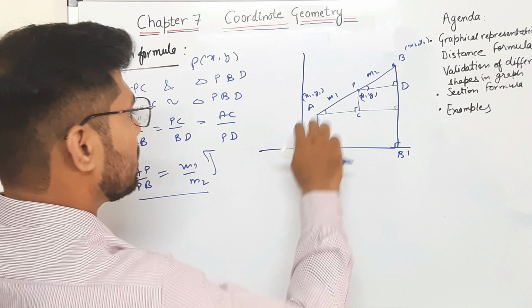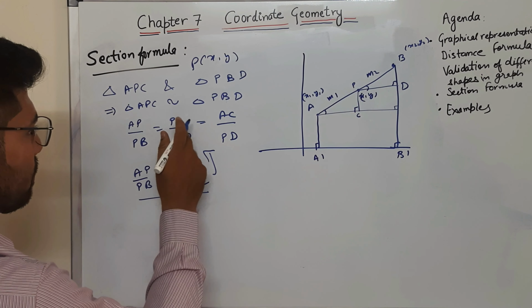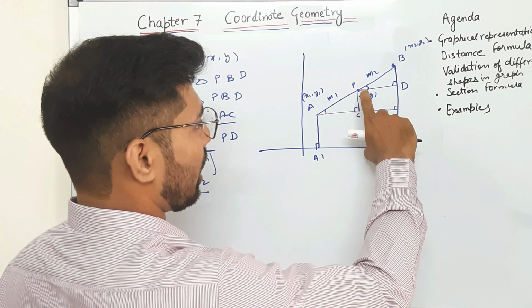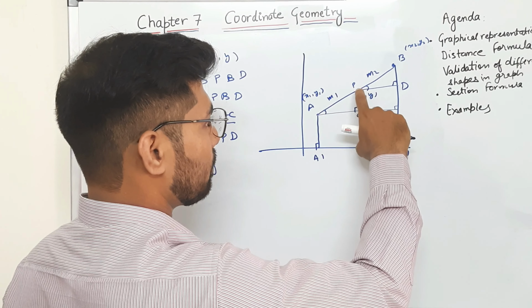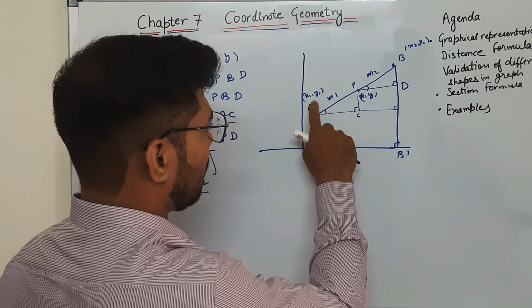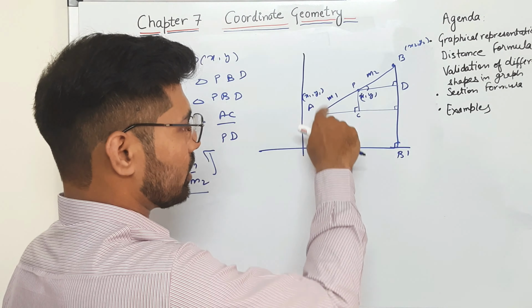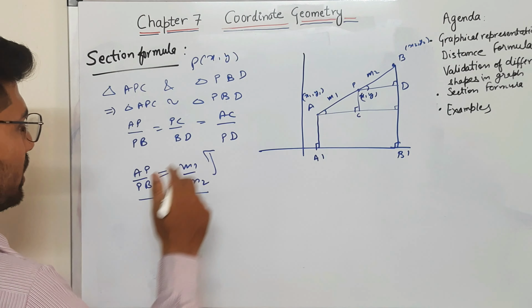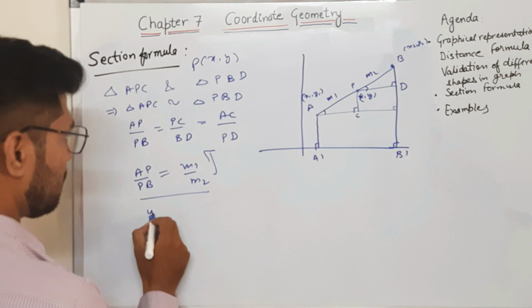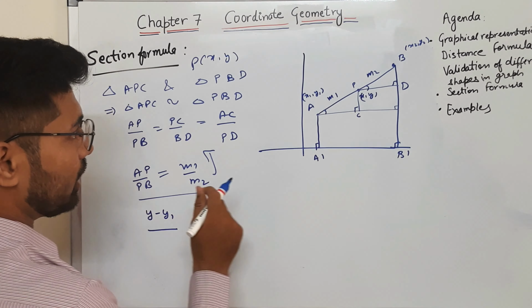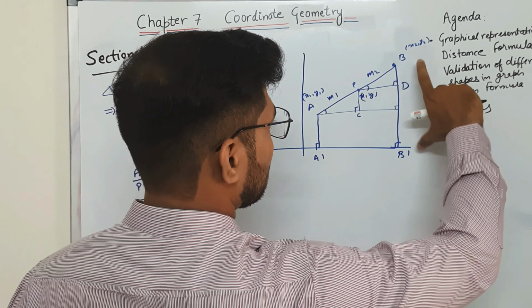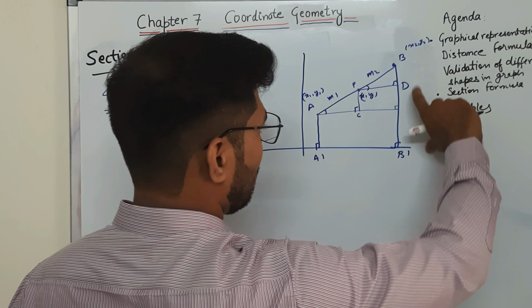So AP and PB are m1 and m2. Now what is the length of PC? PC is this one, the height of the y. The point P from the x-axis is y, and the height of the point A is y1. So PC is y minus y1 upon BD. What is BD? BD is this one. How do we calculate it? This height is y2 and this height is y.